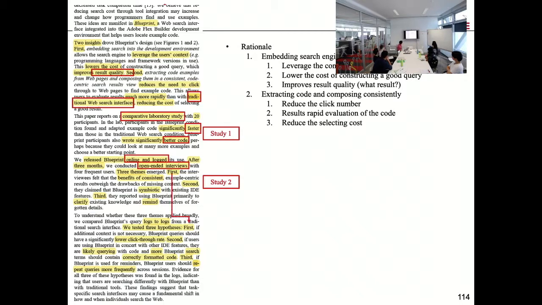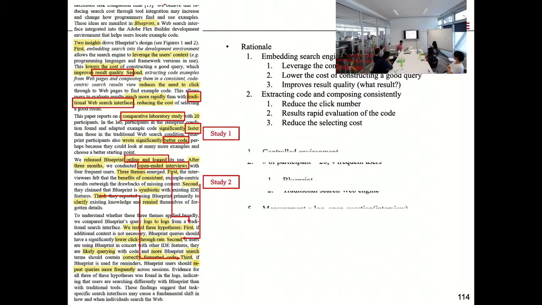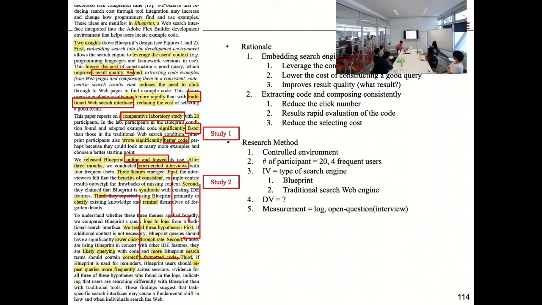And then this one has 3 hypotheses. The first one was related to that one, and the second one related to the second hypothesis, and the third one related to the third hypothesis. Okay. So what was his research method? He had a controlled environment, and the total number of participants was 20, and 4 frequent users for the second study. And then what were the independent variables? Type of search: blueprint and the traditional one, right? This is the independent variable.